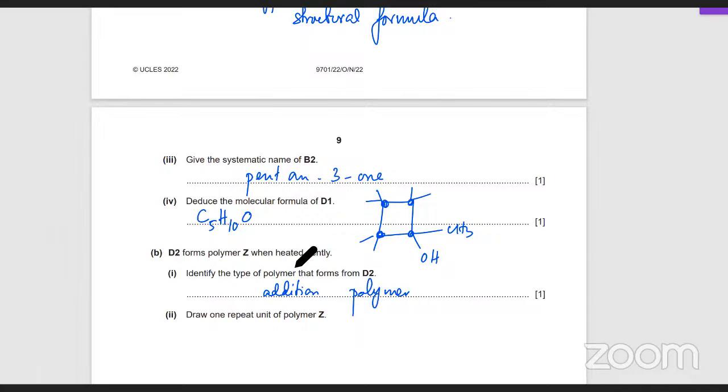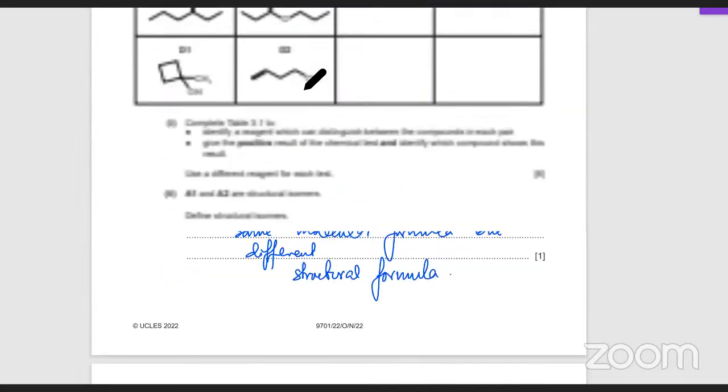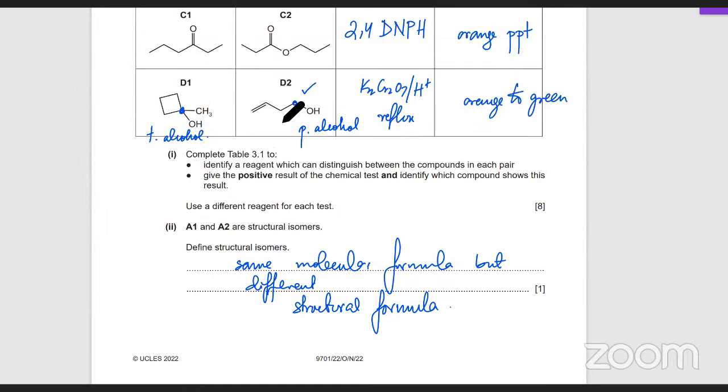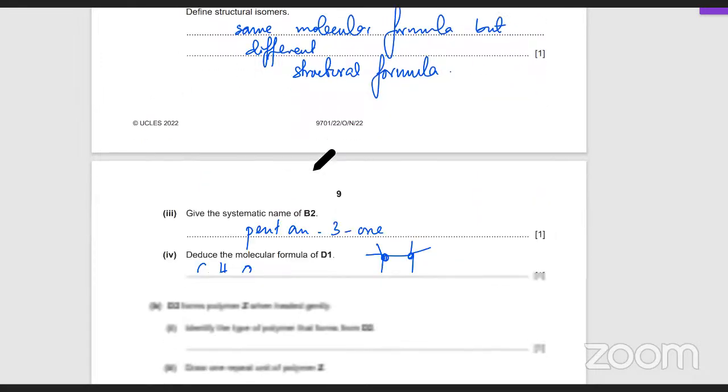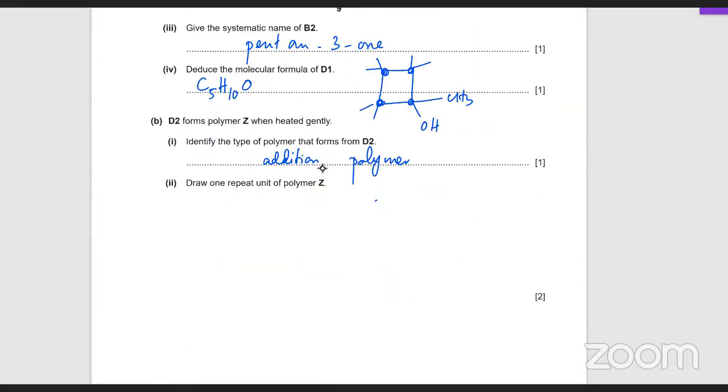And draw one repeat unit of this polymer. So how many carbons? That's 1, 2, 3, 4 and then OH. So this is the molecule: 1, 2, 3, 4 and then OH. Draw the polymer of this. It's a double bond that's going to make the polymer. So the double bond: the first carbon atom has 2 H's, so I'm going to add 2 H's.